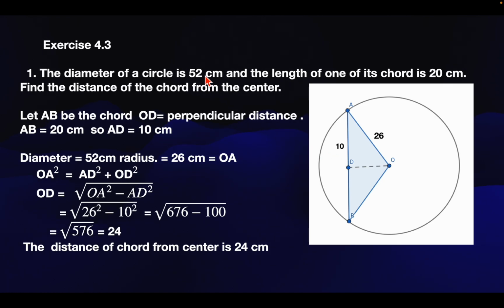Diameter of the circle is 52. So the radius is 52 upon 2, that is 26. Now we have to find this distance from the center to the chord. This triangle is a right angle triangle. So by Pythagoras theorem, this distance OD is equal to square root of 26 square minus 10 square. So this is 676 minus 100, square root of 576 is equal to 24. So this distance is 24 centimeter.